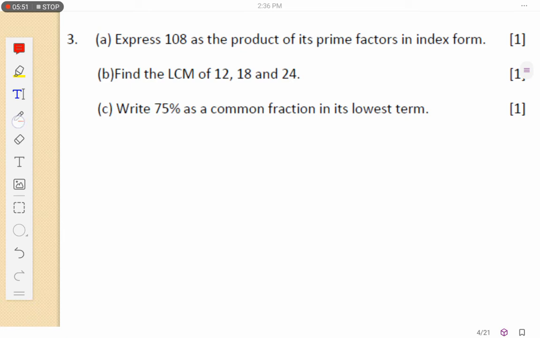Part A was asking us to express 108 as the product of its prime factors. So what I'm going to do here, I'll just divide.